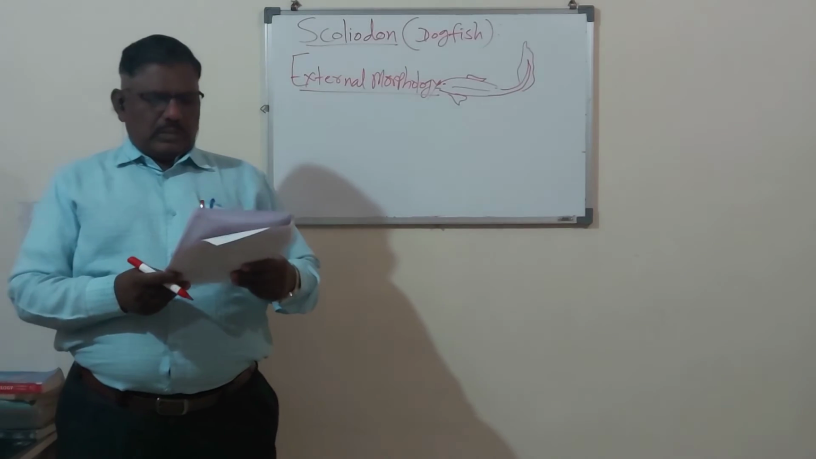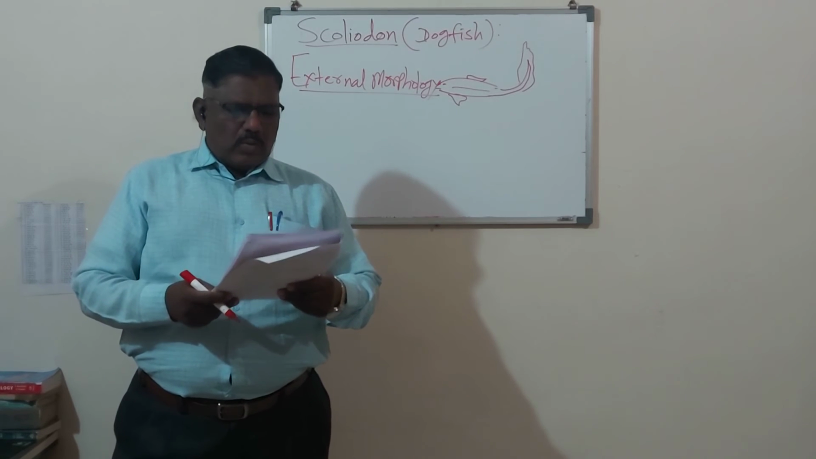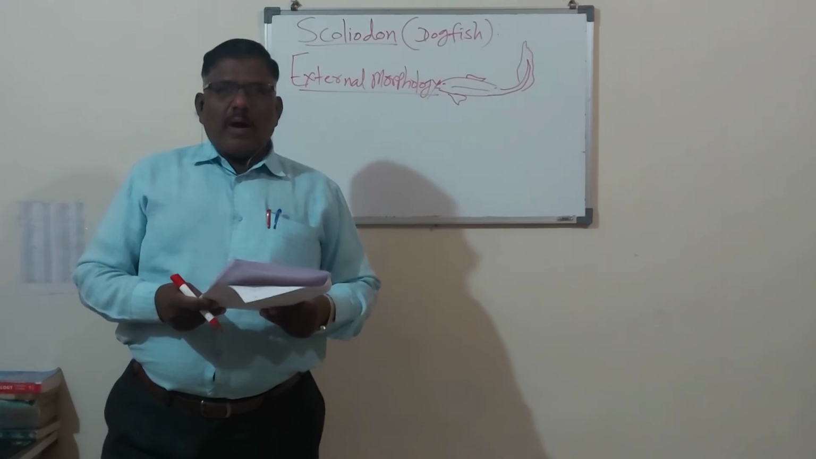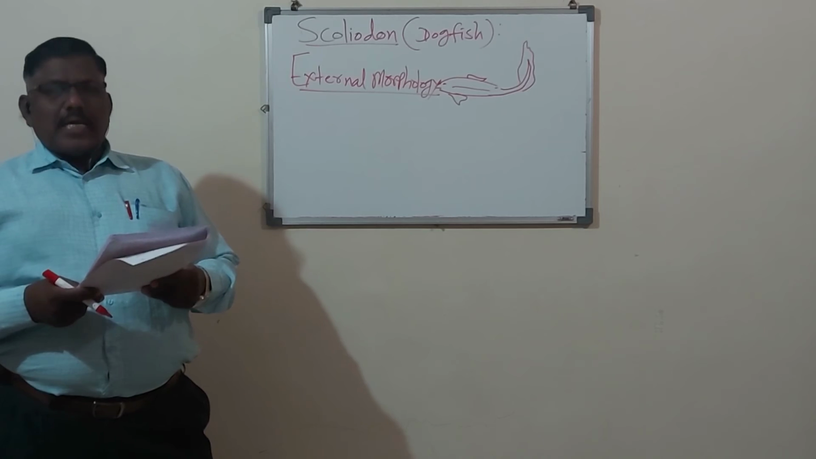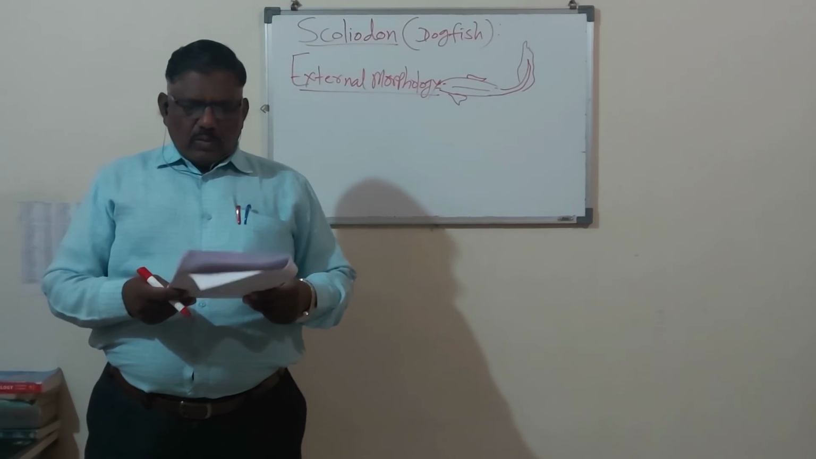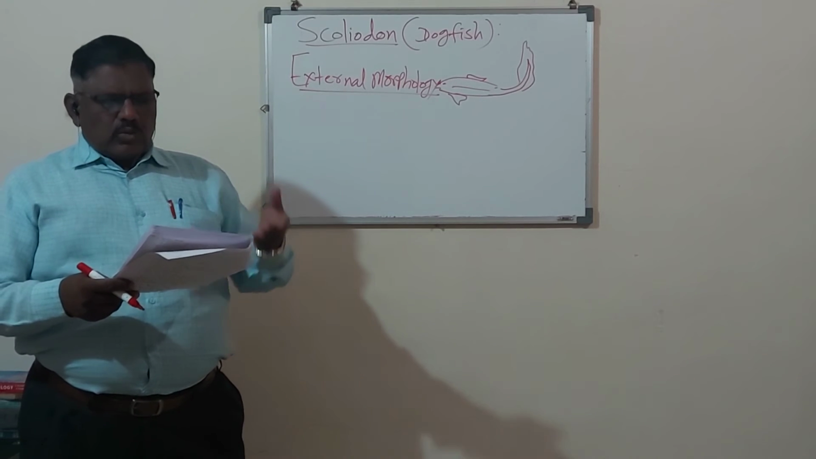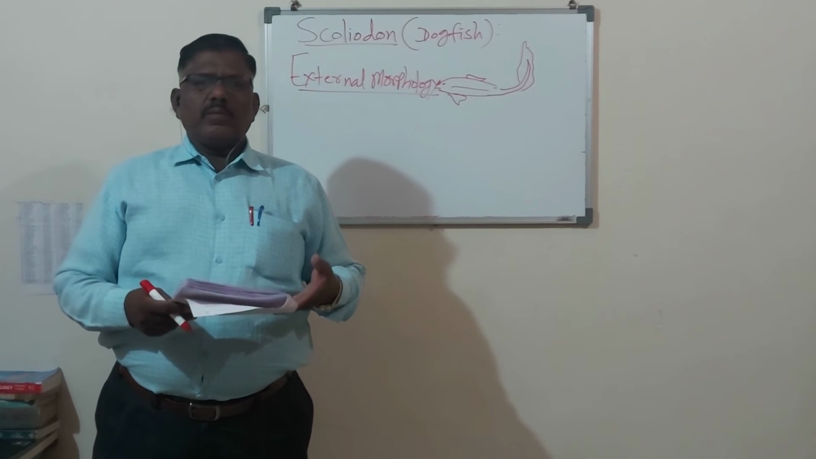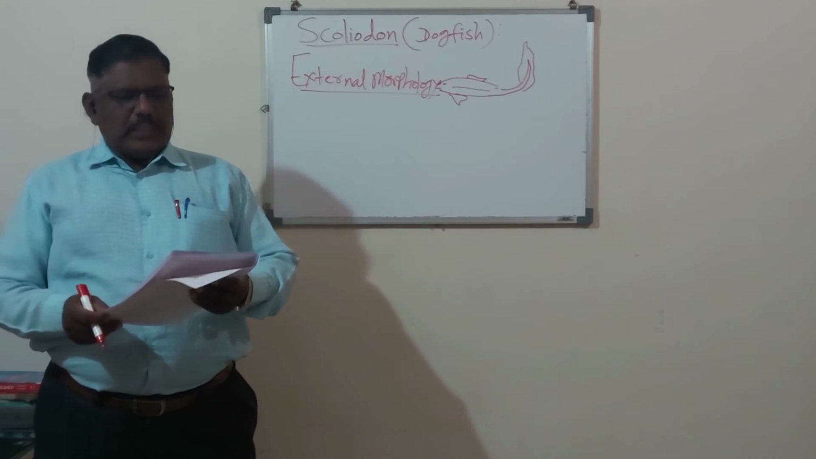Ampullary pores numerous lie dorsally on the head and snout. Skin is rough due to presence of placoid scales. Mouth is crescent shaped, lies on the ventral side. Eyes are large, circular, with two poorly formed movable eyelids. So these are the external characters of the scoliodon. By reading also you can understand, it is easy.